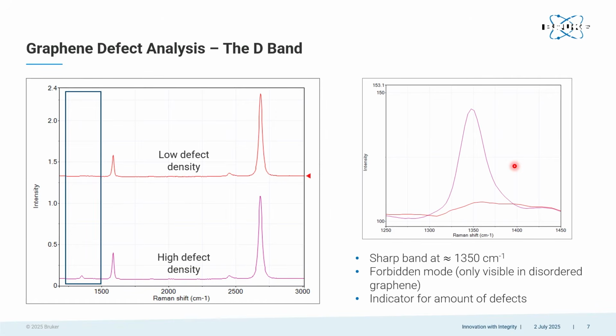With that, we can now analyze the 2D to G ratio for layers, the G intensity and position for the amount of layers, the 2D position and width for the amount of layers, and also the intensity of the D band for the amount of defects. With that, we have a very large toolbox that we can use to analyze our sample to the amount of detail we need for our analysis.